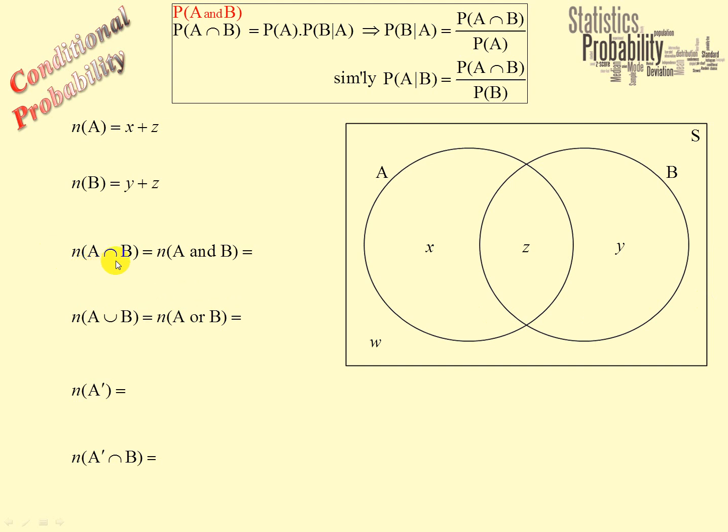Number of elements in A intersection B, which means number of elements that are in A and B, well, it's only Z. In A union B, which means number of elements in A or B, well, X, Y, and Z are all in A or B, so therefore X plus Y plus Z. This is number of elements in A complement, so number of elements outside A. Well, X and Z are inside A, therefore Y and W are outside. So Y plus W. Number of elements in A complement intersection B, so everything outside A intersecting with B, and that's going to give you Y.